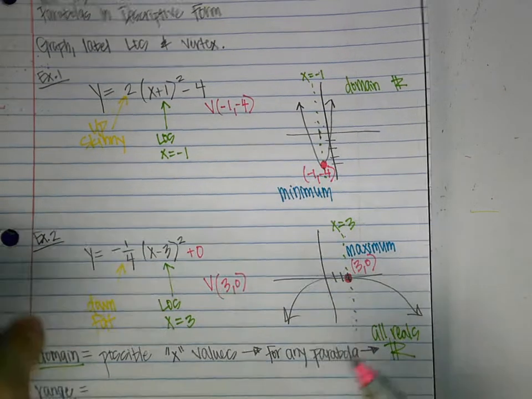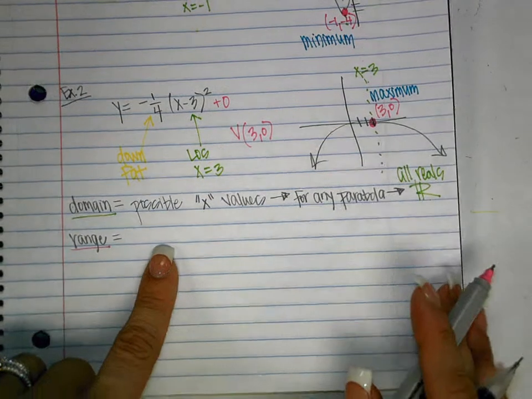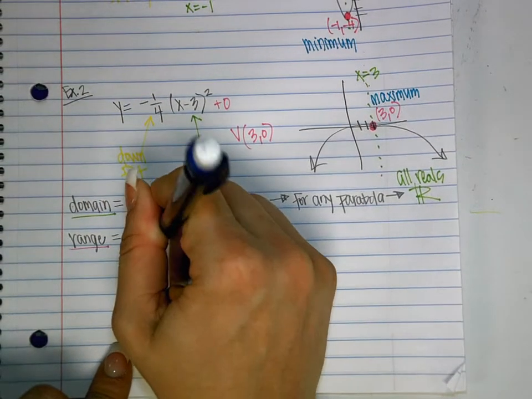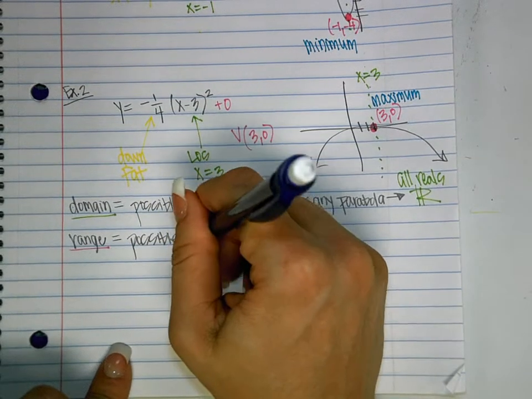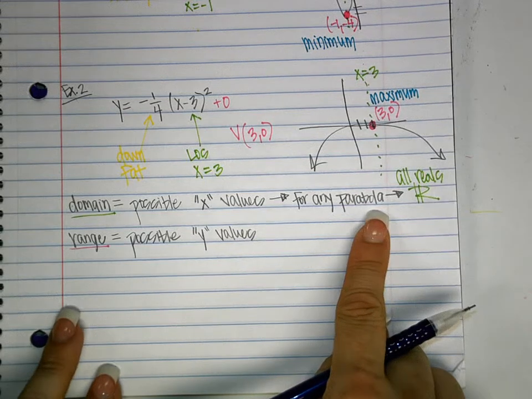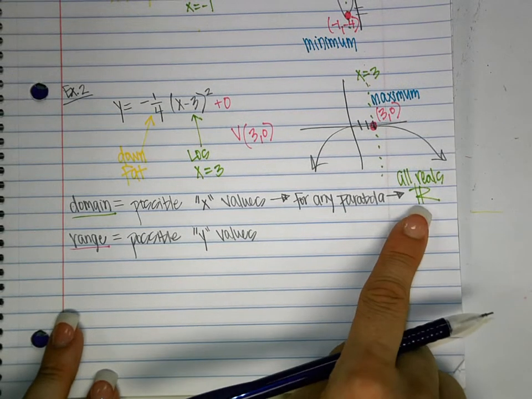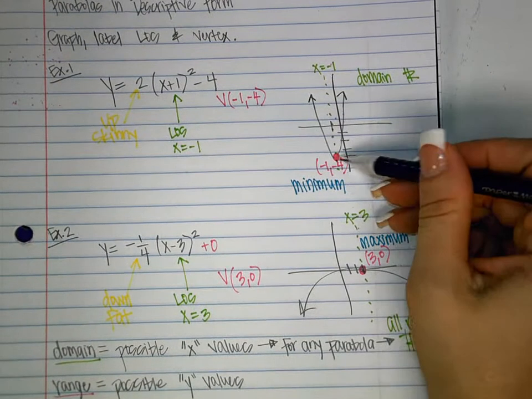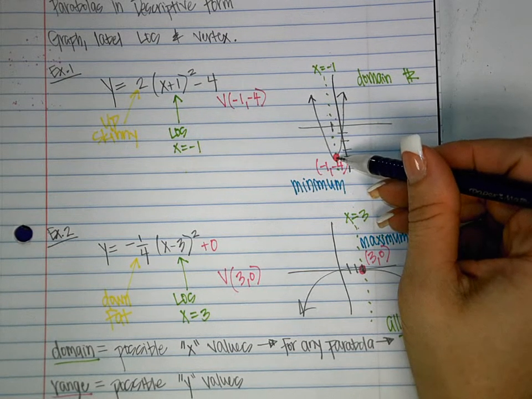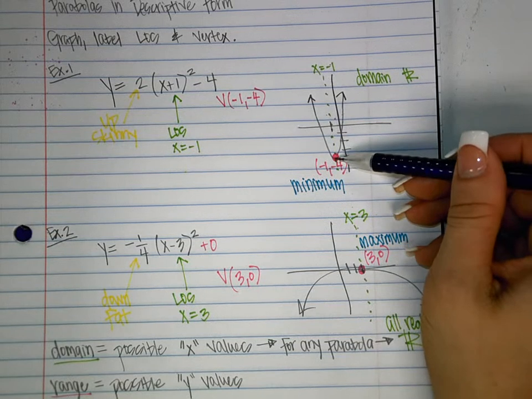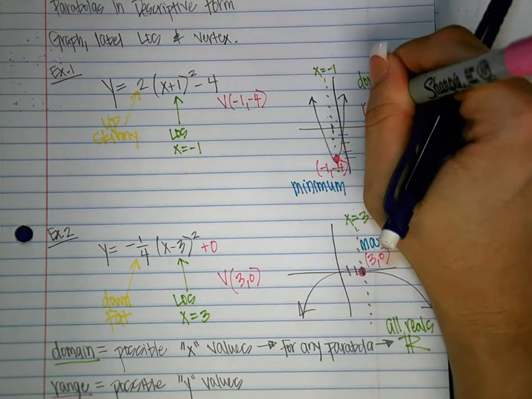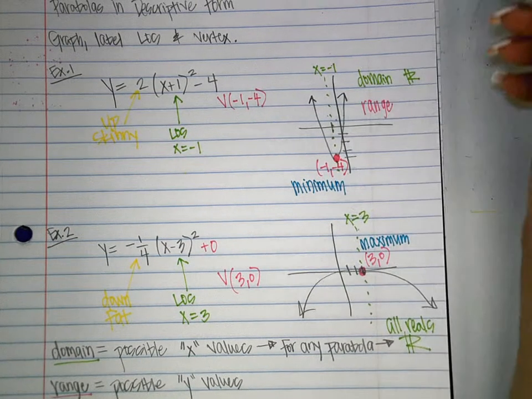The range, if the domain is the possible x values, what do you think the range is? Possible y values, exactly. Now, for all parabolas, all real numbers is your domain, okay? The range, is it possible to get all y values? Do you think this is going to be all y values? No, because it has a minimum, correct? So what is the range of this parabola? What are the possible y values?